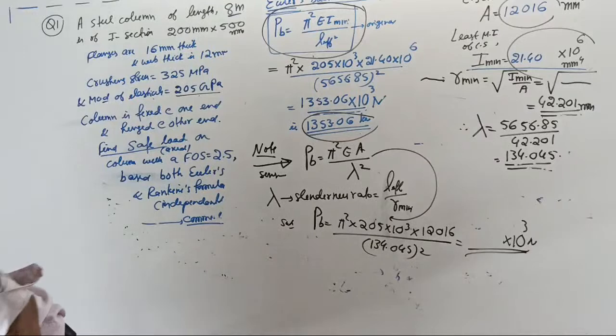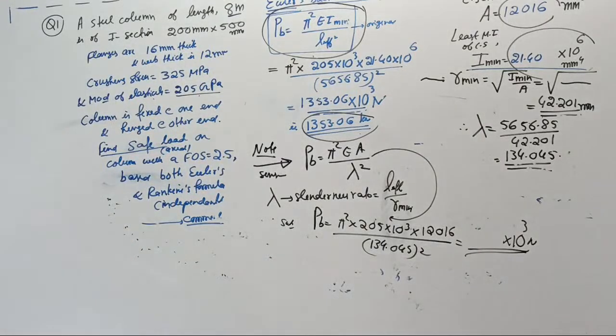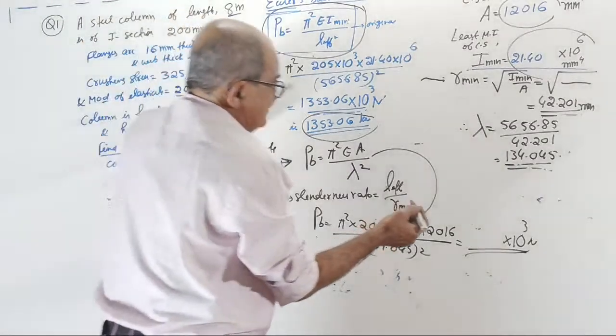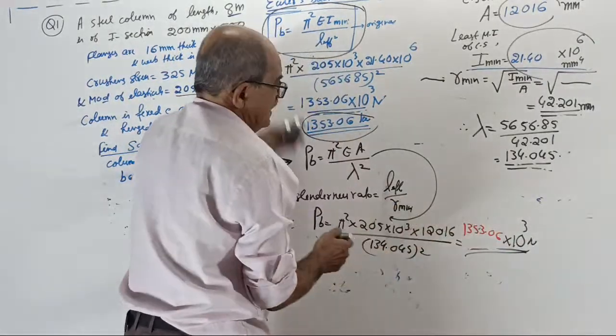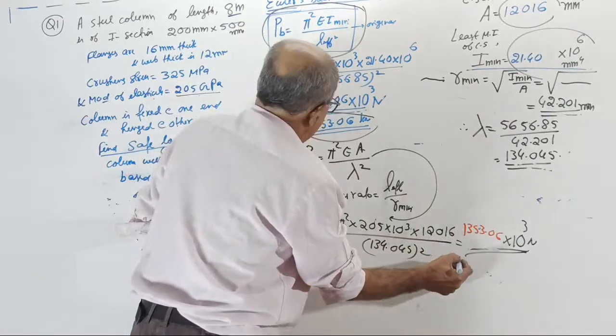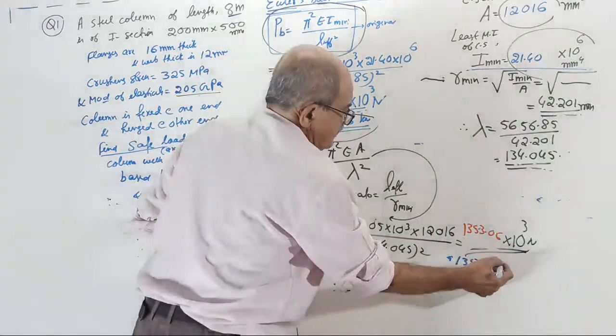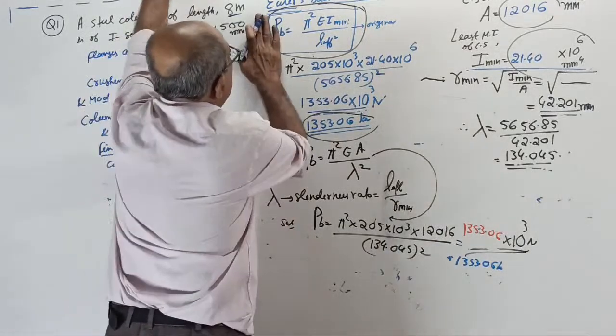Why do you tell? You can type the same answer because it is my class. No need of checking. It is not a new approach. Same formula, modified approach. What is the answer? Okay, I know it was a typing mistake. Same value, that is 1353.06 10 to the power 3 Newton, or you can tell 1353.06 kilonewton. Therefore, I will tell the answer now.